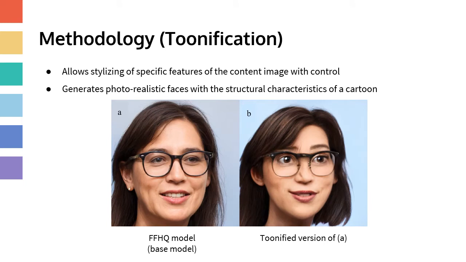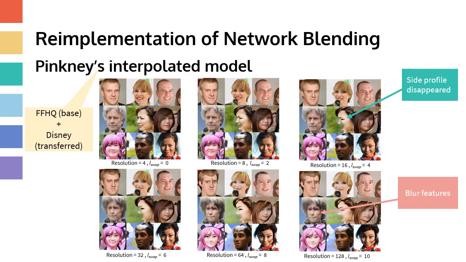This is an example of an image generated from the interpolated model as achieved in the Tonify website. It generates photorealistic faces with the structural characteristic of a cartoon, where we interpolate a base model with a model fine-tuned with a cartoon dataset. This is the official tonification model used in the website, trained with the Disney dataset. After experimenting with the resolution layers where the swapping of the two models occurs, I realized this interpolated model failed to generate side profiles. At higher resolution layers, some faces are also blurry.